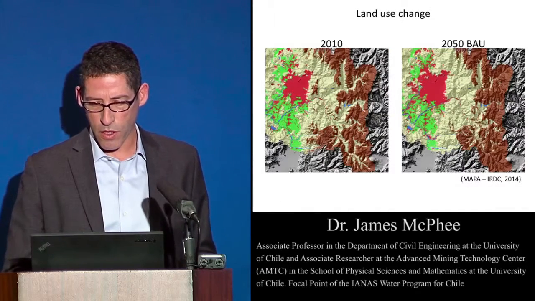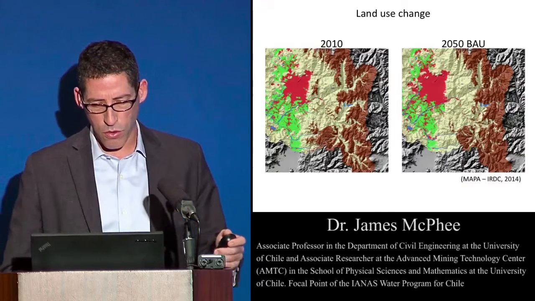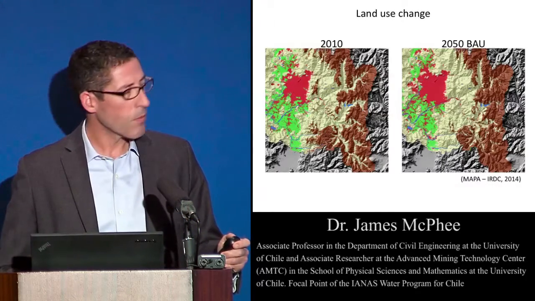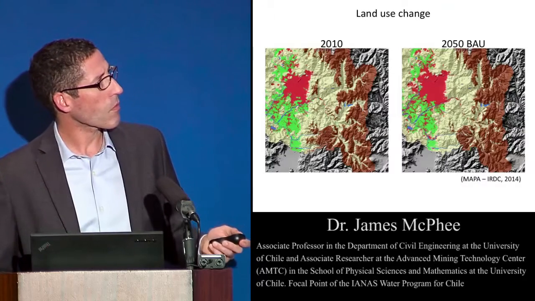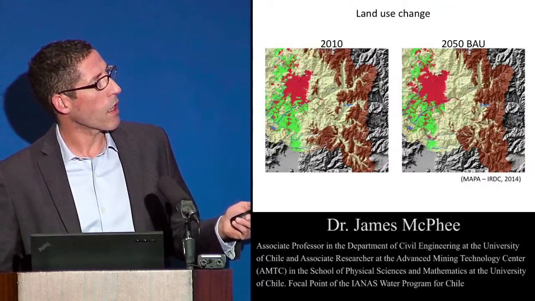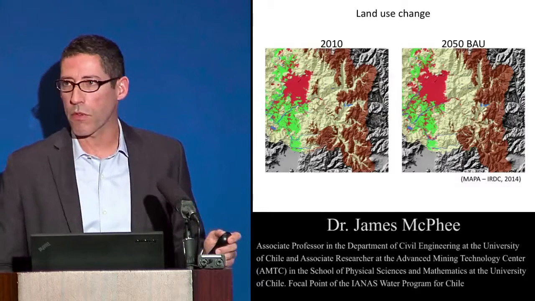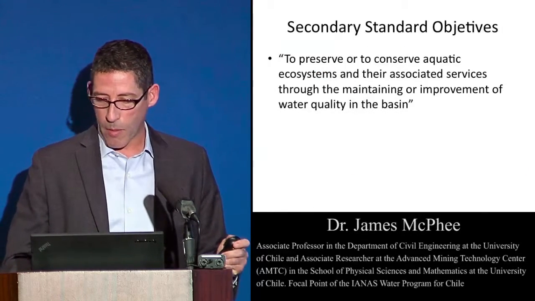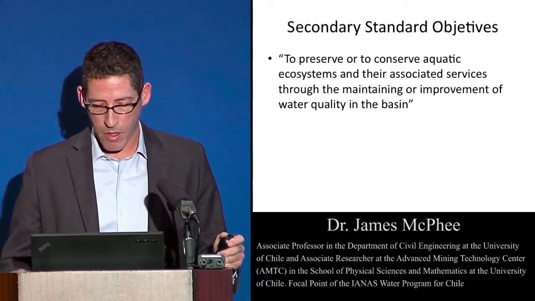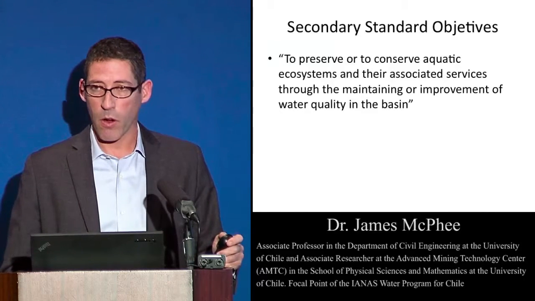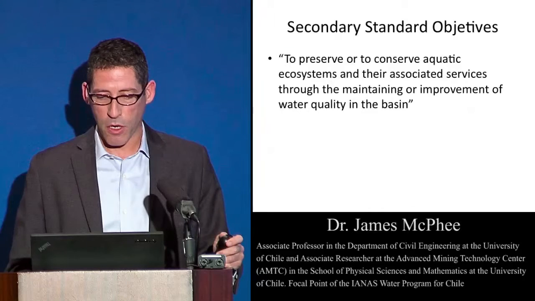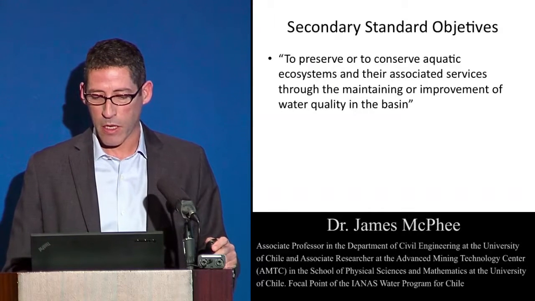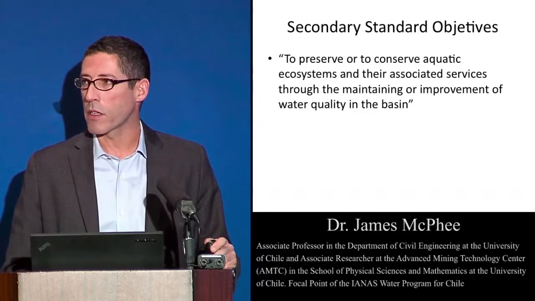Also, land use is changing. This is a figure that shows land use change patterns under a business as usual scenario. And you can see increases of urban areas, decreases of agricultural areas. So coming to the secondary standard objectives that have been approved, what the law says is to preserve or conserve aquatic ecosystems and their associated services through the maintaining or improvement of water quality in the basin.